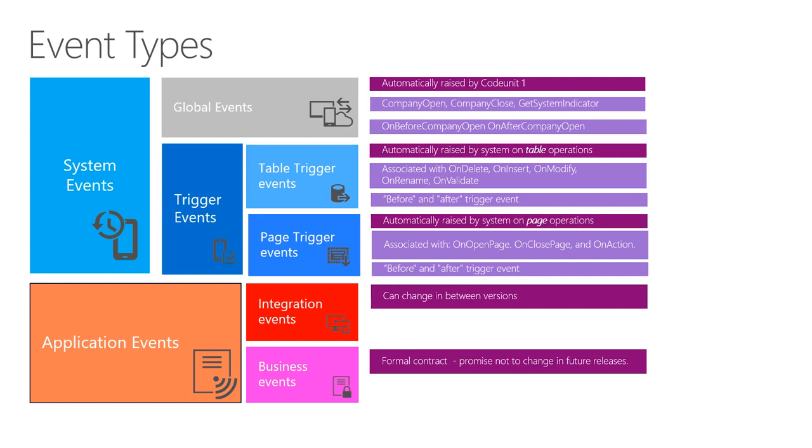The onAfterInsert, onAfterModify, onAfterDelete, and onAfterRename triggers are designed to give you the chance to perform any action in regard to associated tables. Page triggers work in much the same way, giving you access to system events on pages like onOpenPage or to page field validation events. Most useful is that they also give you access to actions defined on pages.